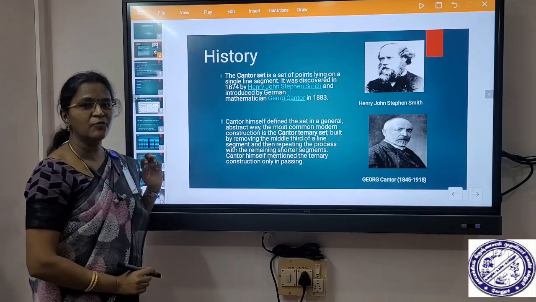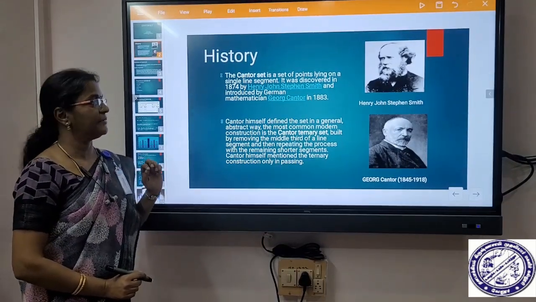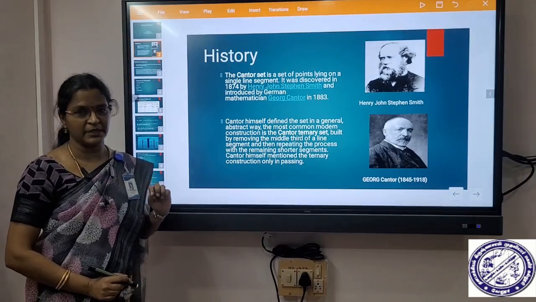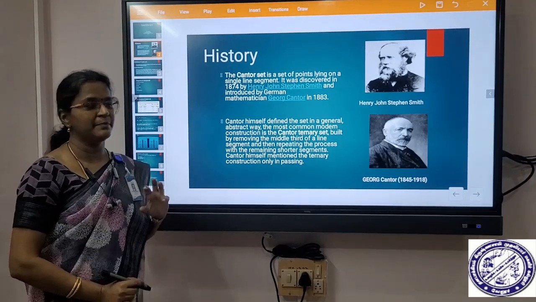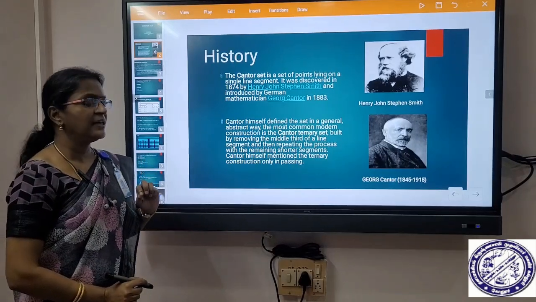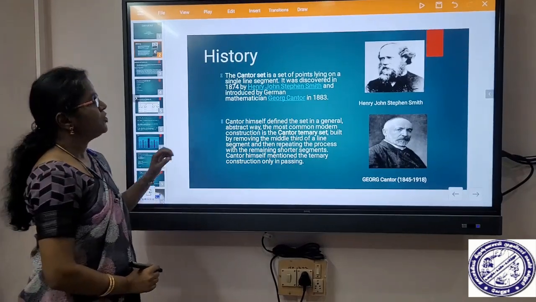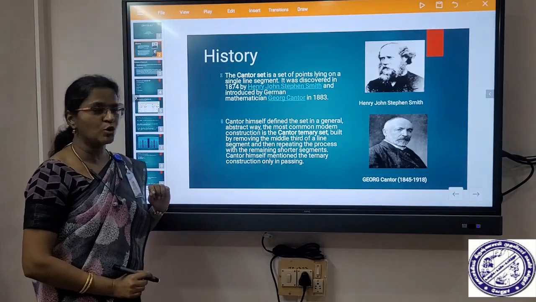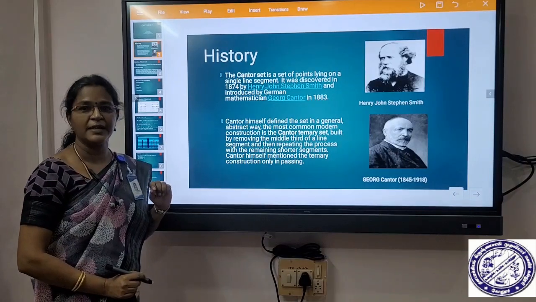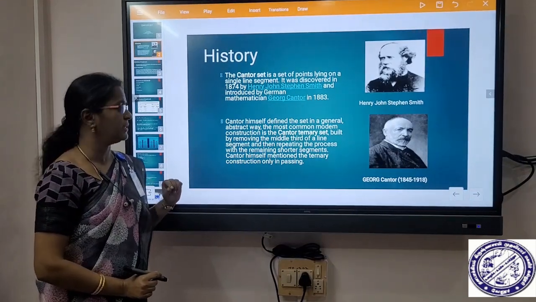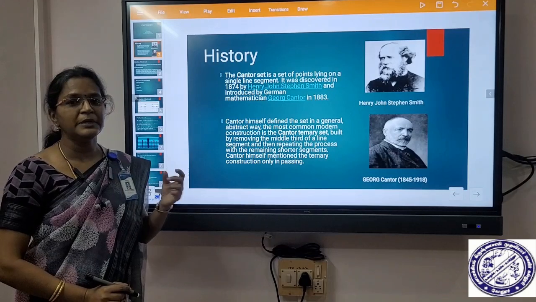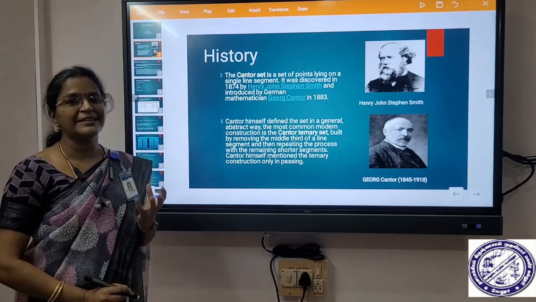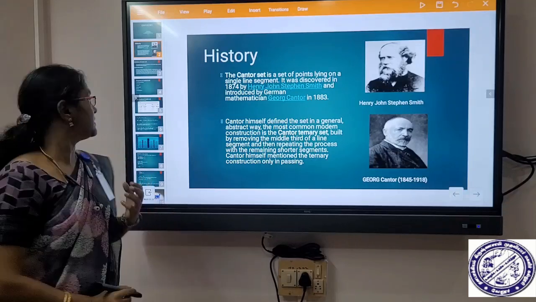Cantor set is a set of points lying on a single line segment. It was discovered in 1874 by Henry John Stephen Smith, and later it was constructed by George Cantor in the year 1883. George Cantor himself defined the set in a general abstract way. The most common modern construction of Cantor set is the ternary Cantor set. It is built by removing the middle third open interval, and the process is continued. Then we can construct the remaining elements as a Cantor set.